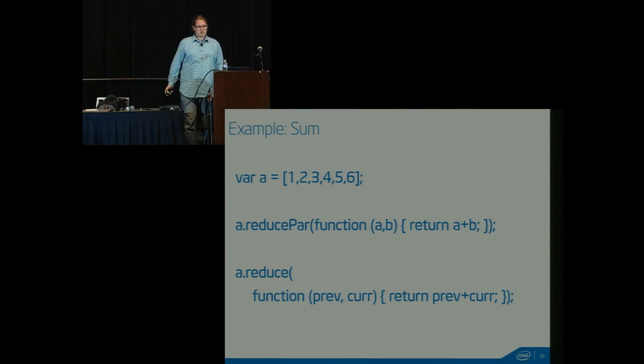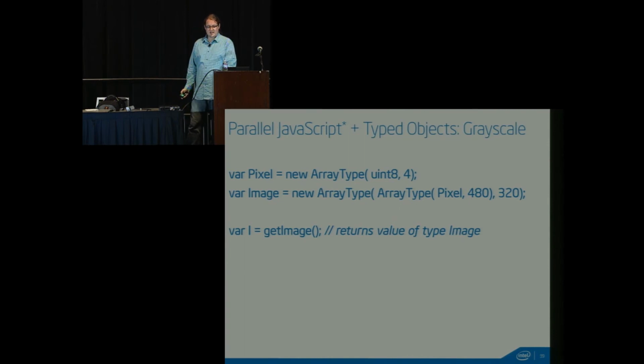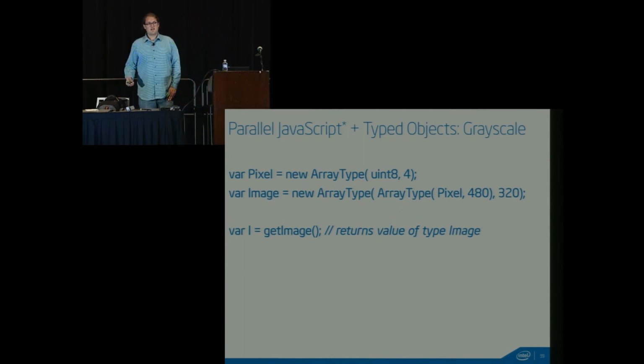Let's look at a slightly more complex example using typed objects. So typed objects bring C-style structs to JavaScript. And how many of you are familiar with the typed objects API, having looked at it? OK, that's the minority. You should look at it. It's a great thing in the making.